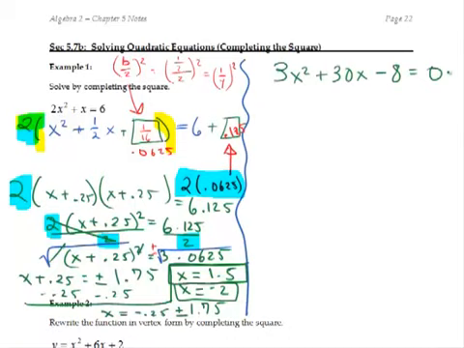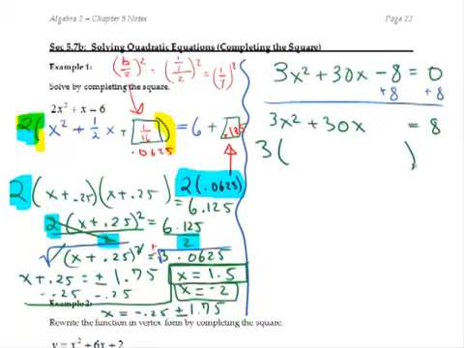All right, so here's another one we're going to try, same idea. We want to set it up so that there's a blank spot at the end. So first thing we need to do is move that 8 out of the way. We don't need it over here. So we end up getting 3x squared plus 30x equals 8. And then we want to factor out the 3, super important. So we factor out the 3, we get x squared plus 10x plus, and then this is where we put in what we need. We're going to make sure we add it to both sides, blank.